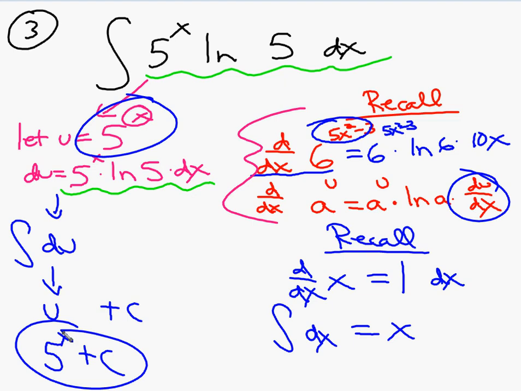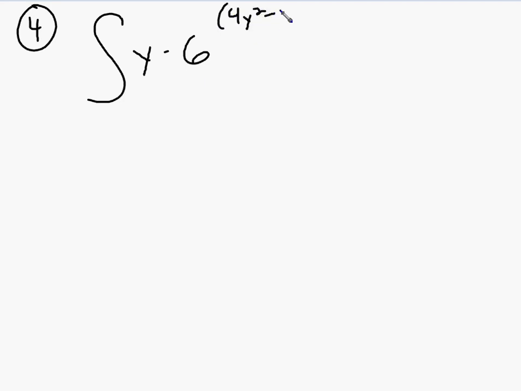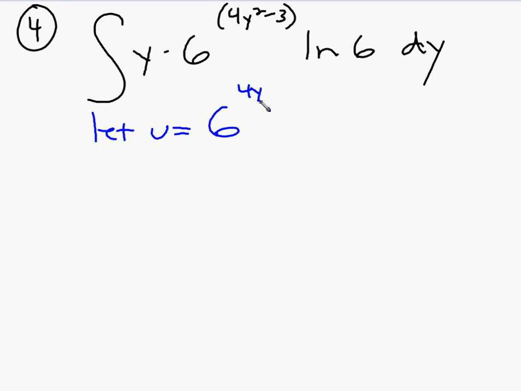A similar problem that I'm not going to work through would be this one. I'm just going to let you see it. If I had the integral of y times 6 to the 4y squared minus 3 times the natural log of 6 dy. If I had that problem, what do you think I would let u equal? I would let u equal 6 to the 4y squared minus 3.